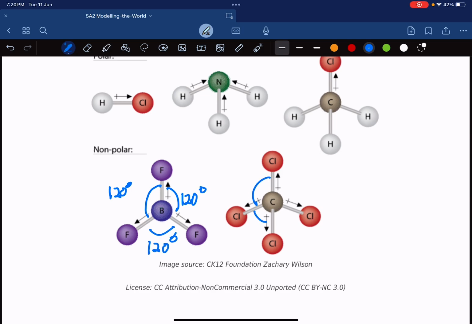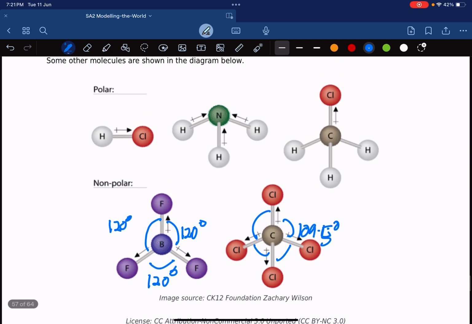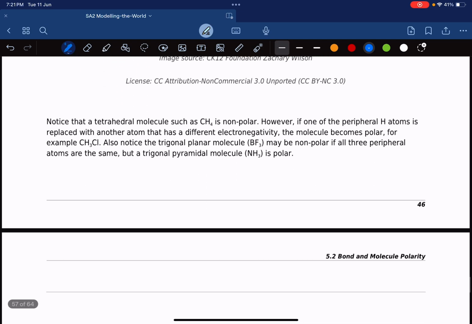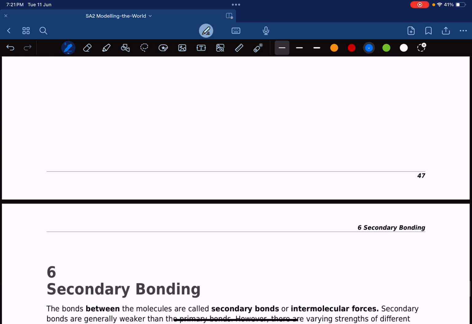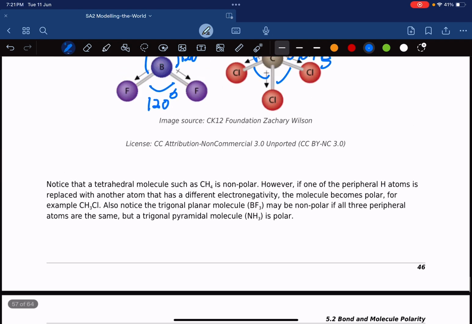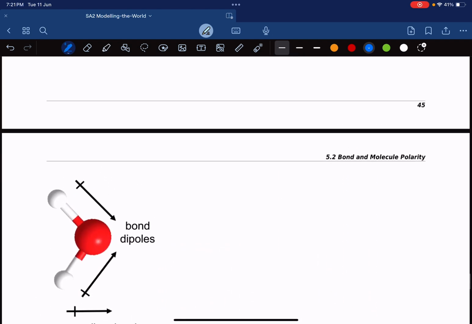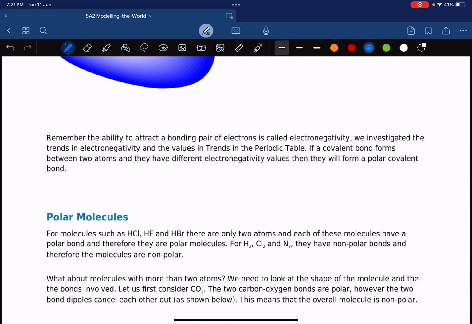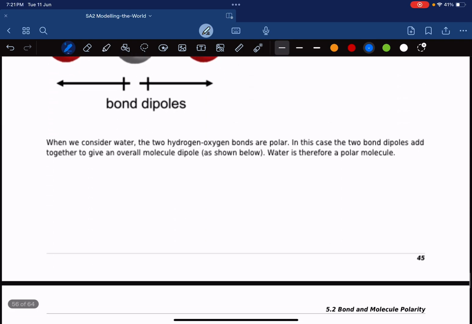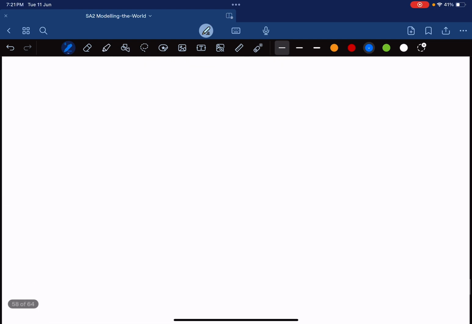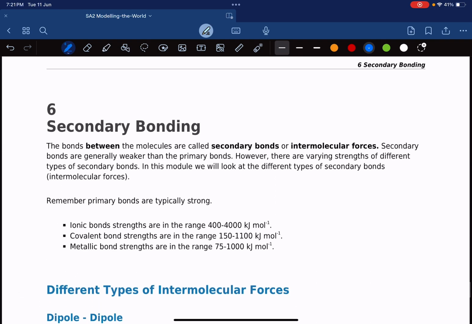Here every angle is 109.5. Okay, and in this case, although all angles are also 109.5, the peripheral atom is different. Okay, the peripheral atom is different. So these molecules are said to be polar. So all molecules whose polarities don't cancel out are called polar molecules, right? So then this will help us to get into the next part, which is called secondary bonding.